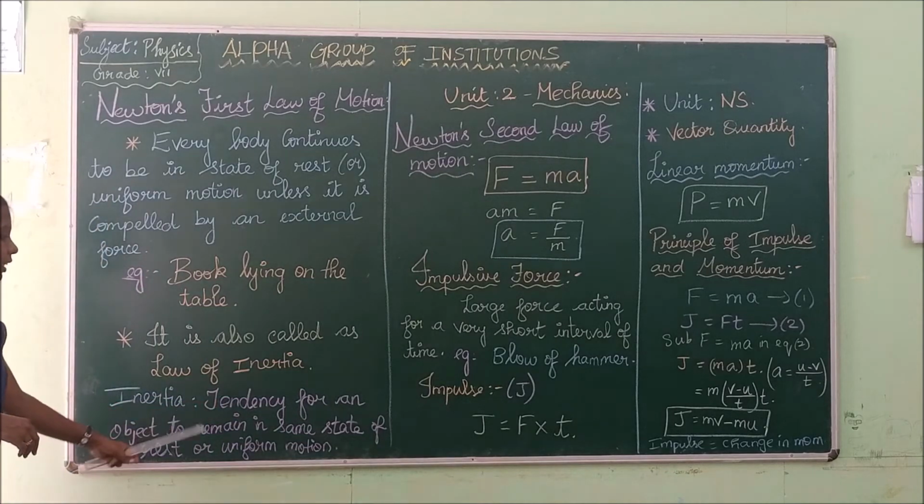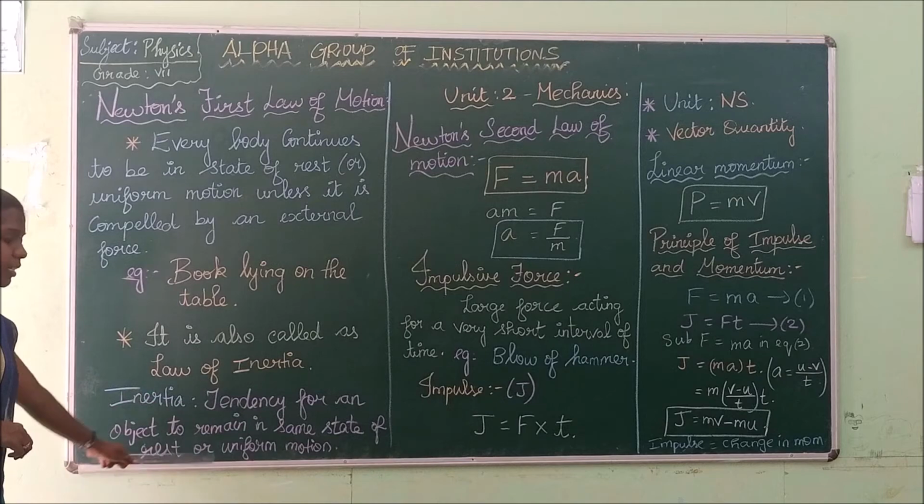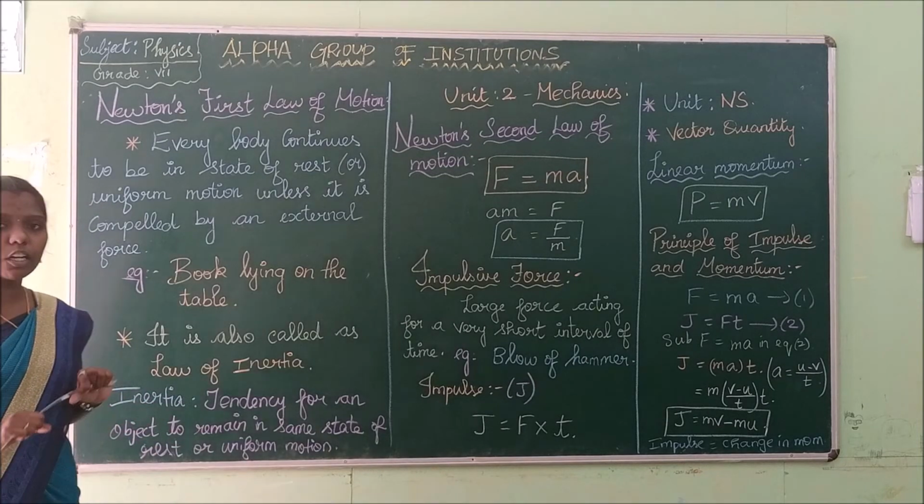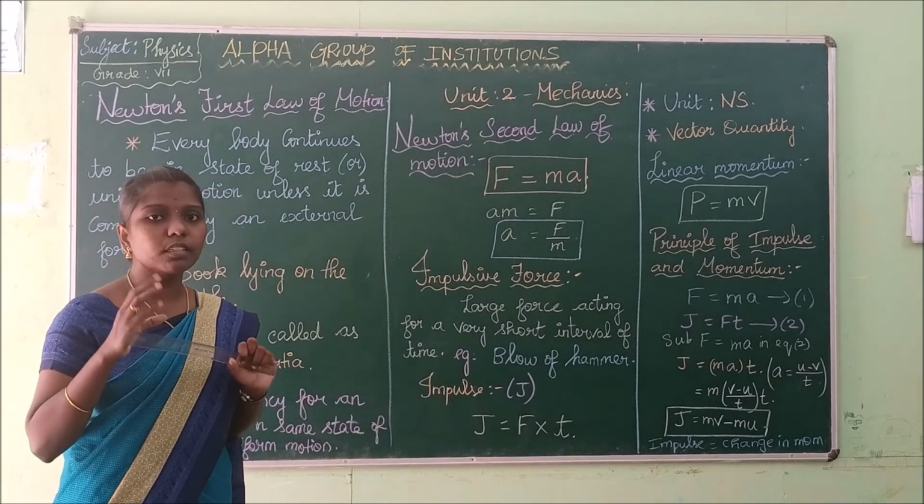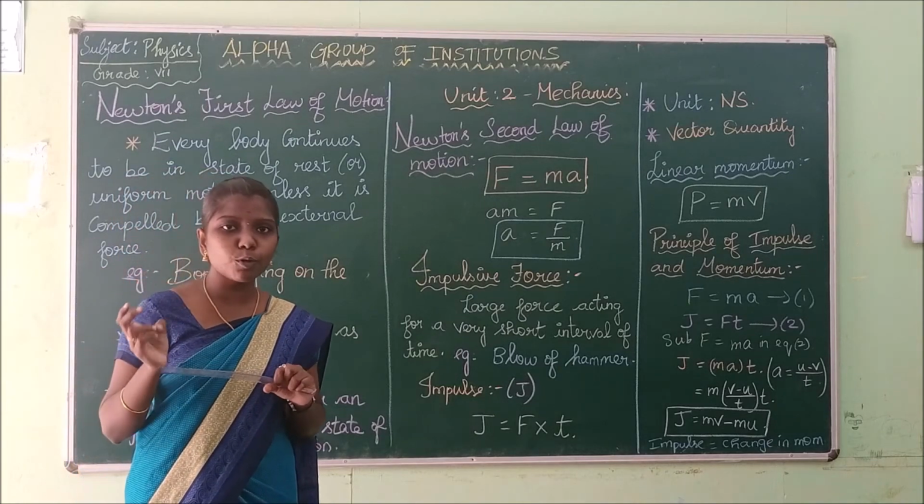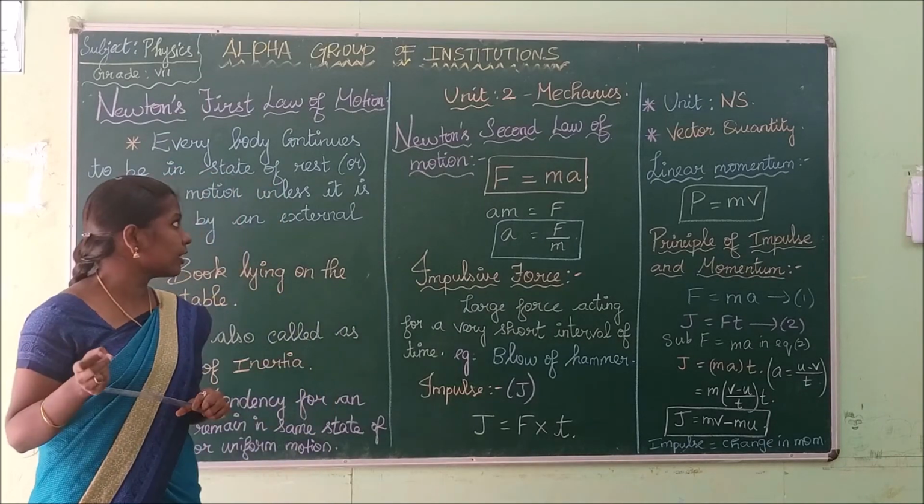Inertia is nothing but a tendency for an object to remain in the same state of rest or uniform motion. There are three types of inertia, namely inertia of rest, inertia of motion and inertia of direction.